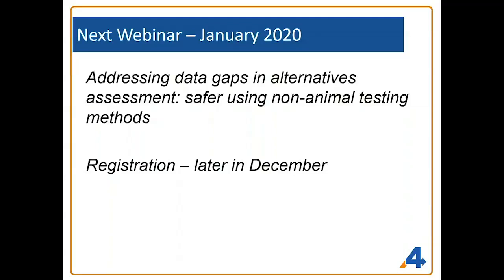Our next webinar will be sometime in January. We haven't set a date yet, but it should be very interesting, addressing data gaps in chemical hazard assessment as used in alternatives assessment. Can you identify safer chemicals using non-animal test methods, some of this new assessment methodology in toxicology?